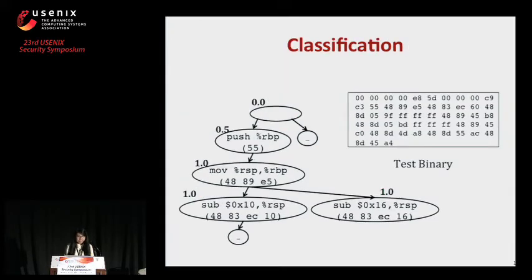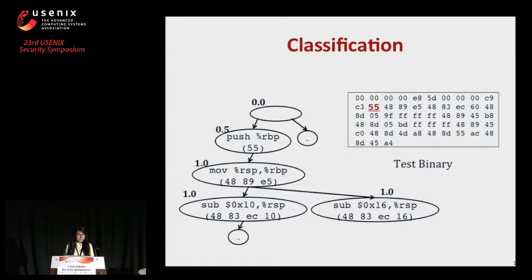In classification, we score a test byte according to the tree and label it to be a function start if the score is larger than a default threshold. For each test byte, we disassemble at this byte and find the longest path in the tree that matches this assembly. For example, if we have this red 55, we want to score this byte.